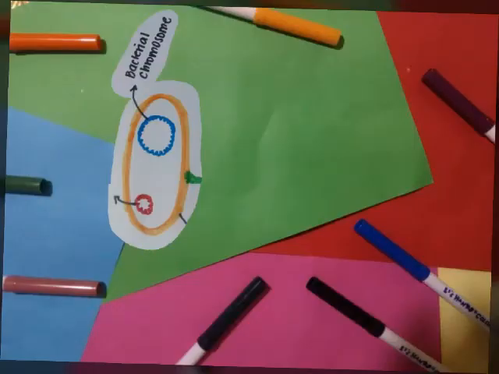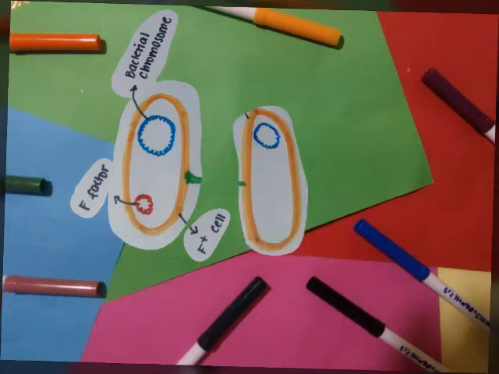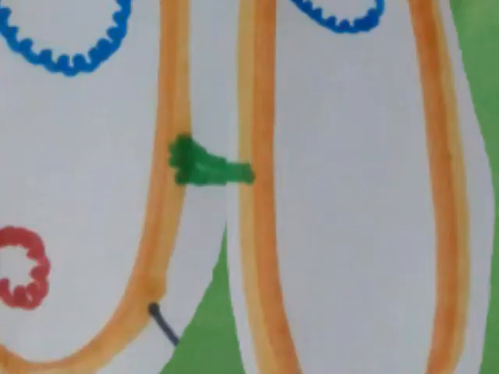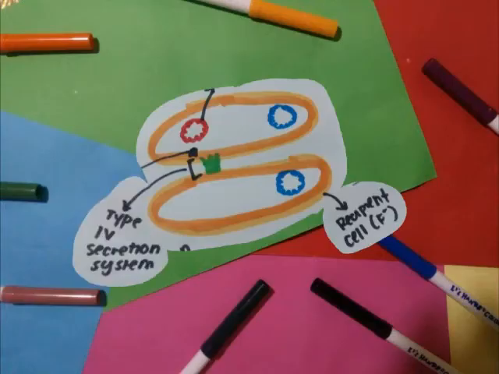Here we have an F plus cell. An F plus cell is a bacterium which contains conjugative plasmids or the F factor. This allows the F plus cell to connect with an F minus cell, which does not contain a fertility plasmid, through the sex pilus. The sex pilus from the F plus cell is projected and makes contact with the F minus cell. The sex pilus then contracts, bringing the two cells together, which now creates the type 4 secretion system.